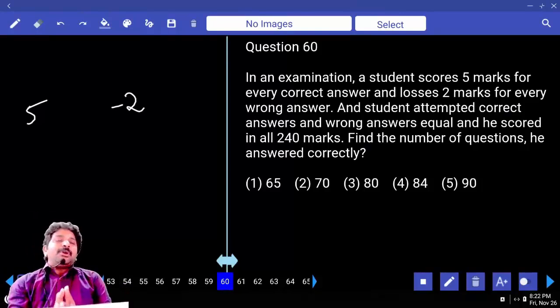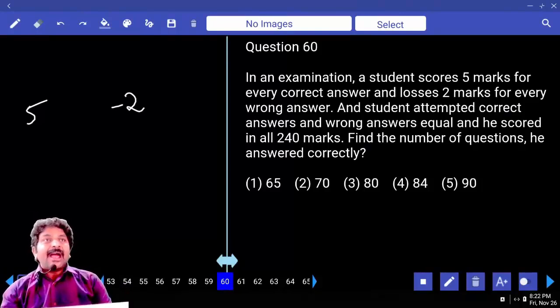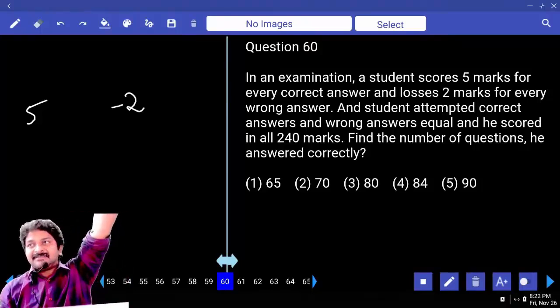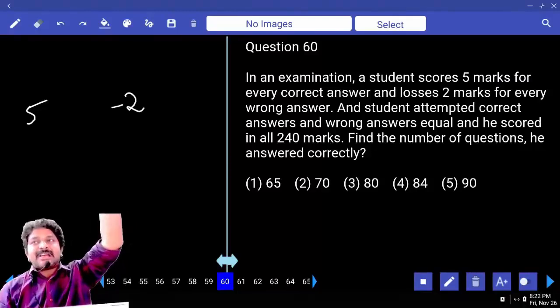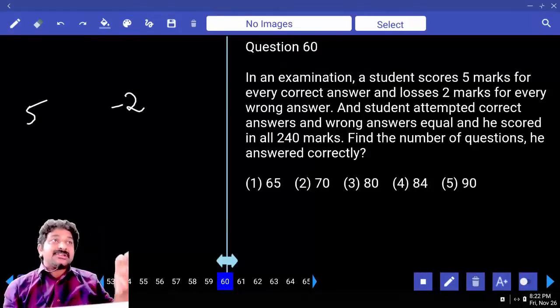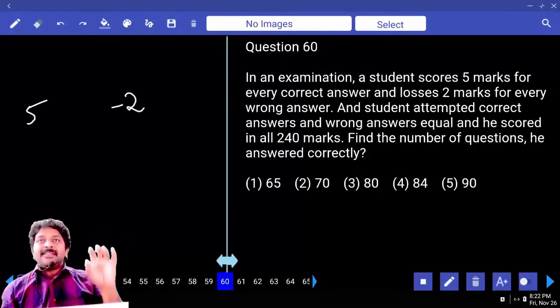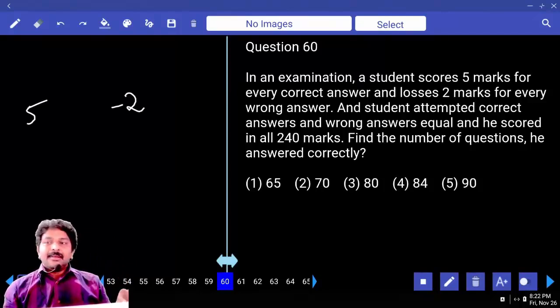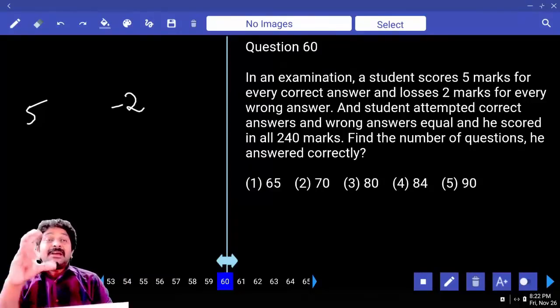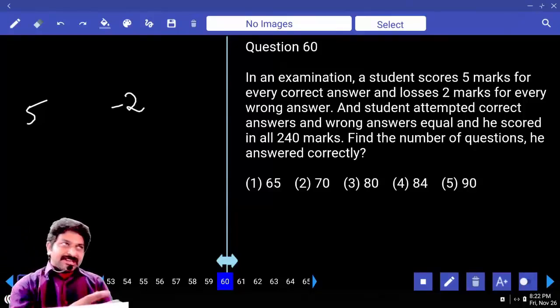See, we are unable to use the allegation and reverse method because you don't know how many total questions there are. If you are given a total of 100 questions or 50 questions or 60 questions, the total questions as a number, then definitely I would use the reverse method or the worst case allegation method. Because that number is not there, you are forced to use a linear equation.